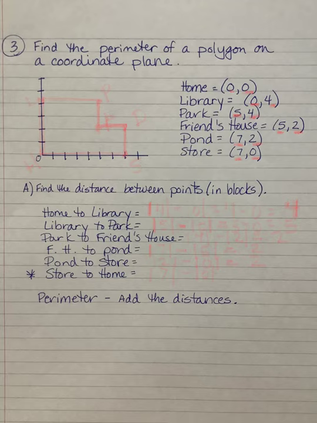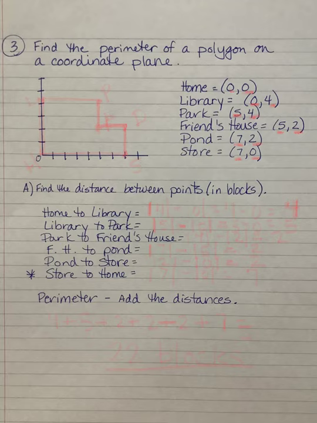So now that I have all my individual distances, I'm going to add them up to get my perimeter, because that's how we find perimeter. So I'm going to say 4 plus 5 plus 2 plus 2 plus 2 plus 7. And that is going to give me 22 blocks. And so that is the answer to my perimeter problem.